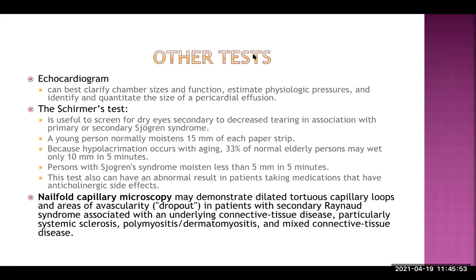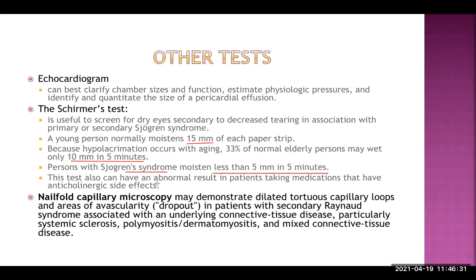Okay, now see there. But if the same person is having disease, now what will happen? The person with Sjogren syndrome moistens less than 5 millimeter in 5 minutes. So in comparison, this is 15 millimeter. So here 5 millimeter. Even if that person is older, at least 10 millimeter can be moistened. So there is a clear-cut decrease in length of that paper strip which is moistened. That means the person is not producing any tear. That is the conclusion.